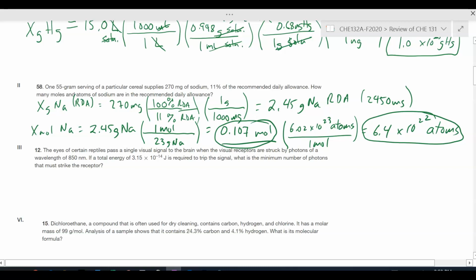So different species have eyes that see in different frequencies and wavelengths of light. So reptiles, according to this, get a single visual signal to the brain when the visual receptors are struck by photons of a wavelength of 850 nanometers. Just for reference, what we consider visible light for us is 400 to 700 nanometers. So that would be outside of our range of vision.